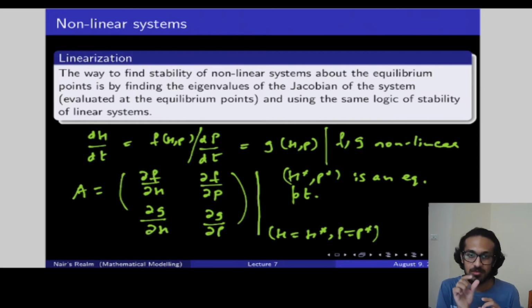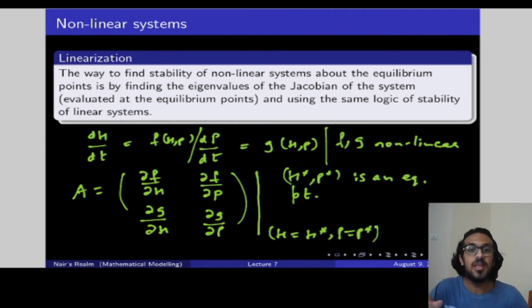Obviously in each of those four terms there will be P and H in it because it's a nonlinear system. Now I'll replace those H and P with the particular equilibrium point. So let's say the origin was an equilibrium point, then I will evaluate this matrix at 0, 0. Then I'll get the matrix A, which has only numbers in it, no variables.